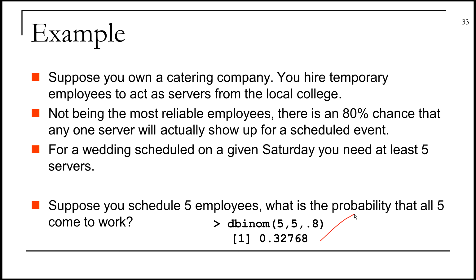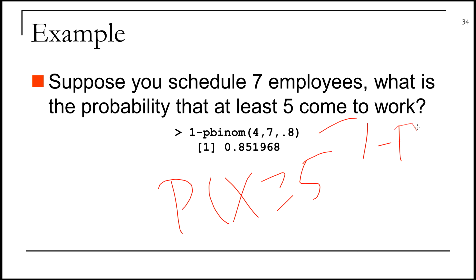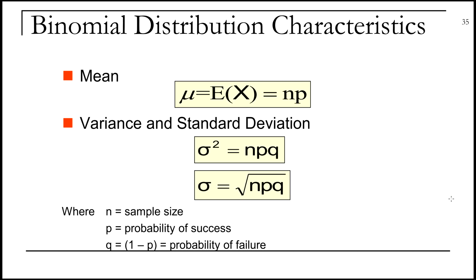That's a pretty low probability. So if you want to make sure we have 5 workers show up, we need to schedule more than 5 workers. If you schedule 7 employees, what's the probability that at least 5 come to work? So we want the probability x is bigger than or equal to 5. Look what we did here. It's 1 minus the probability x is less than or equal to 4. Pretty tricky, but the negation of x less than or equal to 4 is x bigger than or equal to 5. So it becomes a pretty high probability. If we schedule 7 employees, we'll have at least 5 show up to help us out.